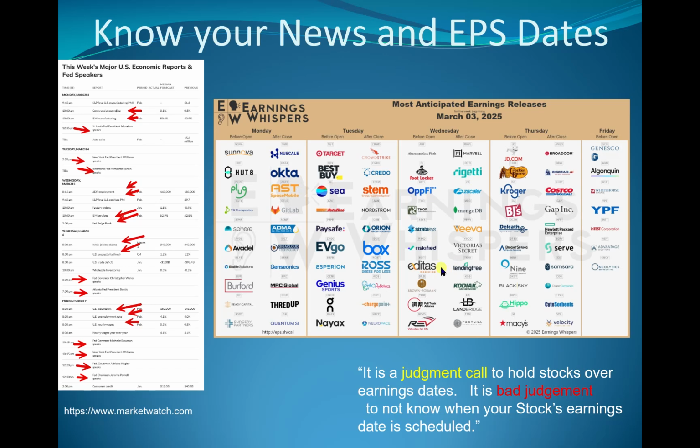So as it says in the lower right-hand corner, it's a judgment call to hold stocks over earnings dates. It's just bad judgment to not know when your stock's earnings date is scheduled. So for example, one of my biggest positions is C Limited. It's had a great run. And if you look at my Outlook calendar, on Monday it says C earnings tomorrow before the open. So I know at 9 o'clock I'm going to get an alert on Monday. So at least I'm going to have to go look at my position and decide how to manage it. So I always try and build the earnings dates into my calendar so I don't have surprises.